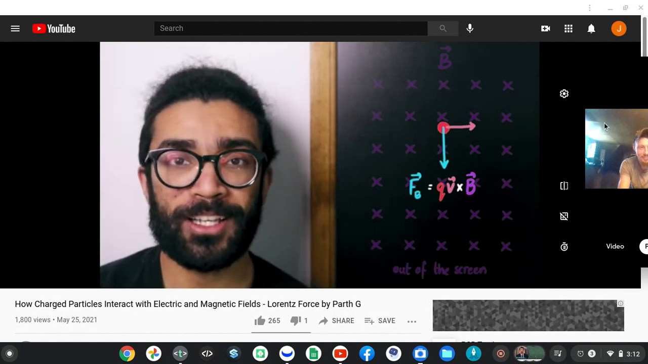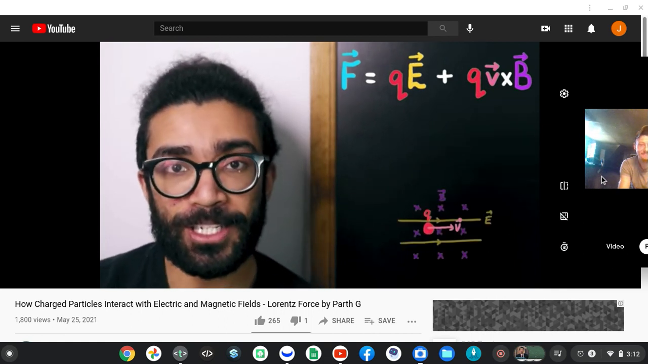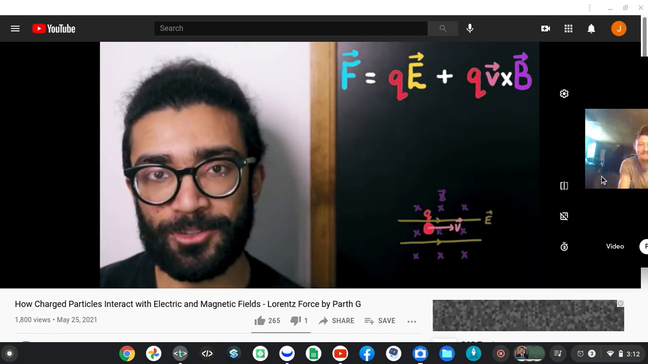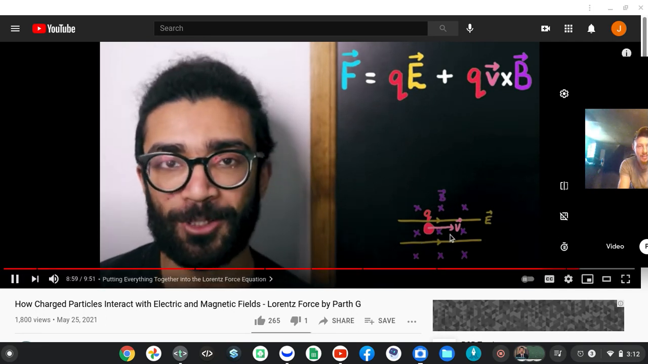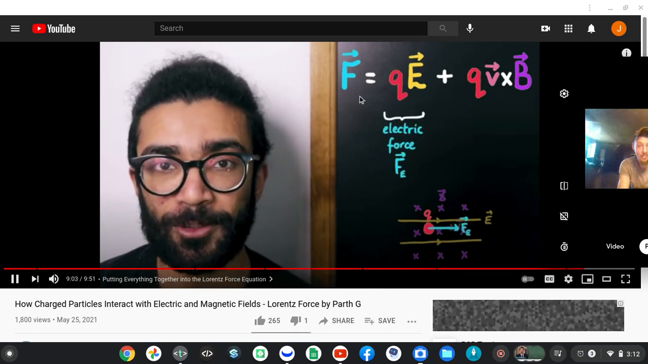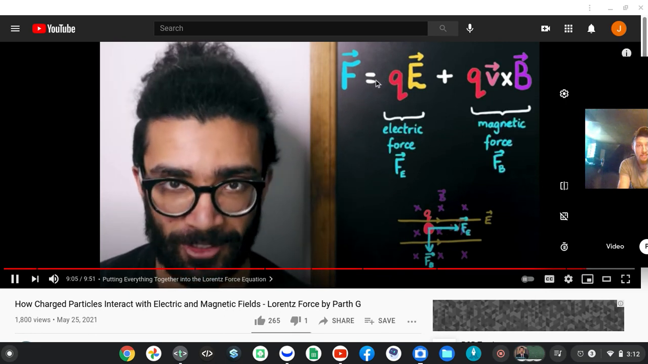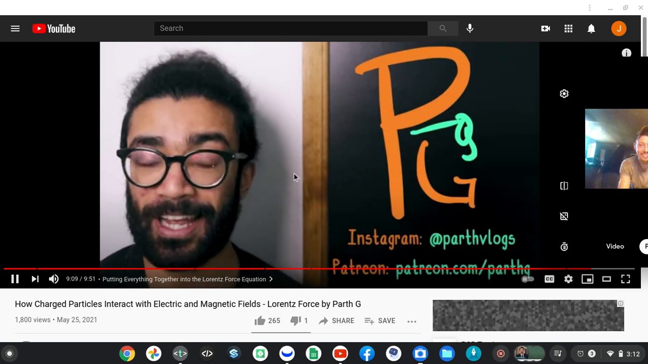At which point we can return to our Lorentz force equation. We can see now that if our particle is placed in a region of space where there's both an electric field and a magnetic field, then the total net force on the particle is going to be given by this equation. This is the contribution of the electric field, and this is the contribution of the magnetic field. And so that is an overview of what each term in the Lorentz force equation represents and how we are going to use it.